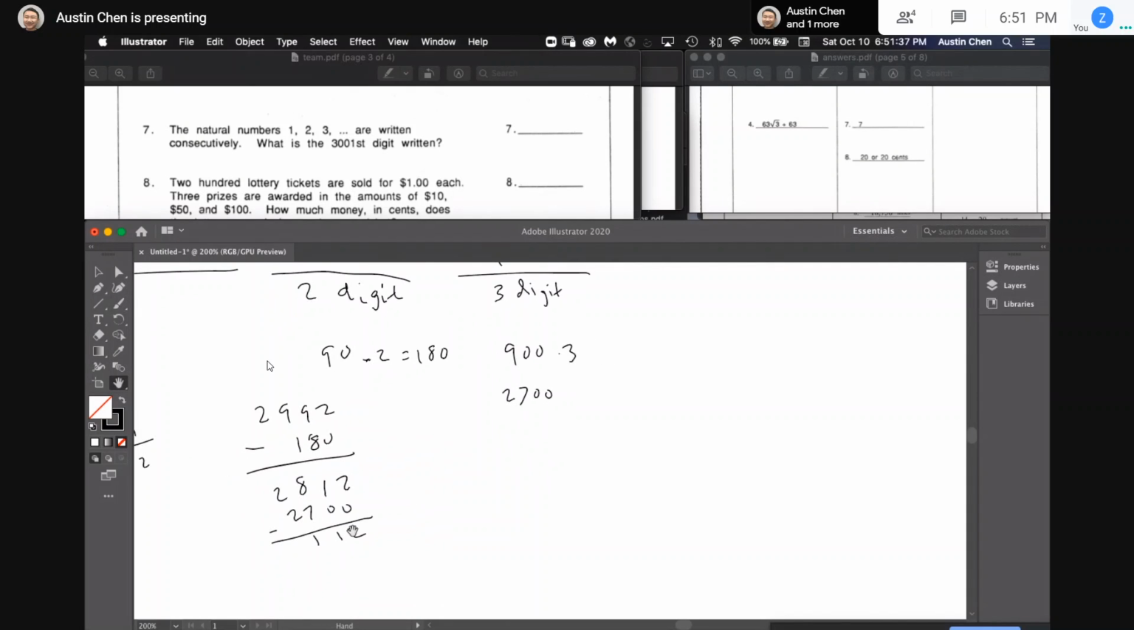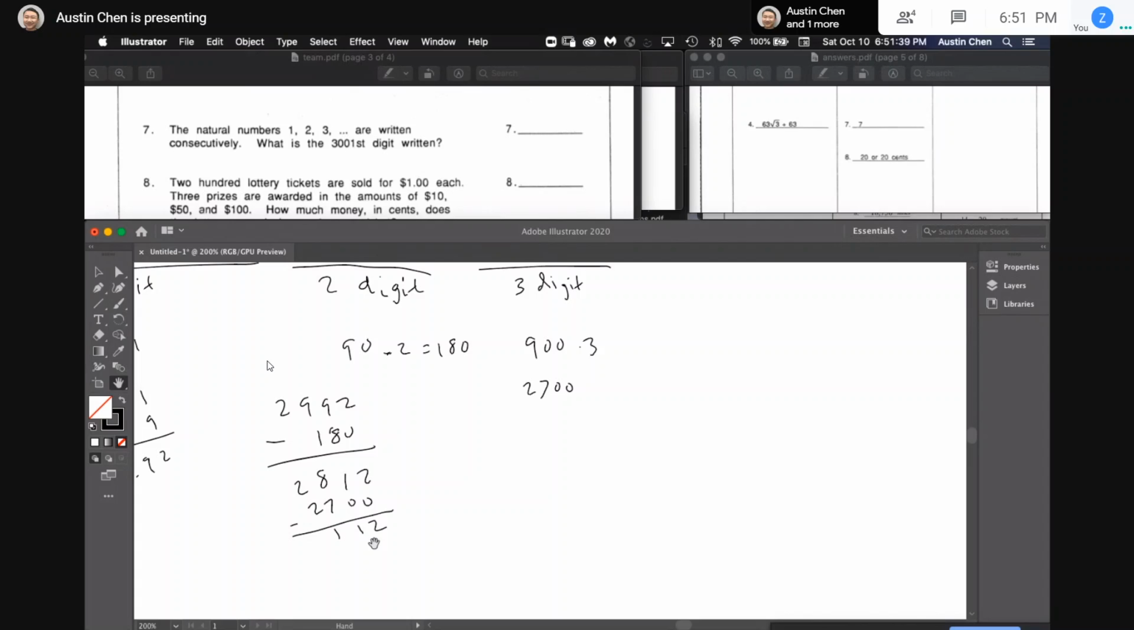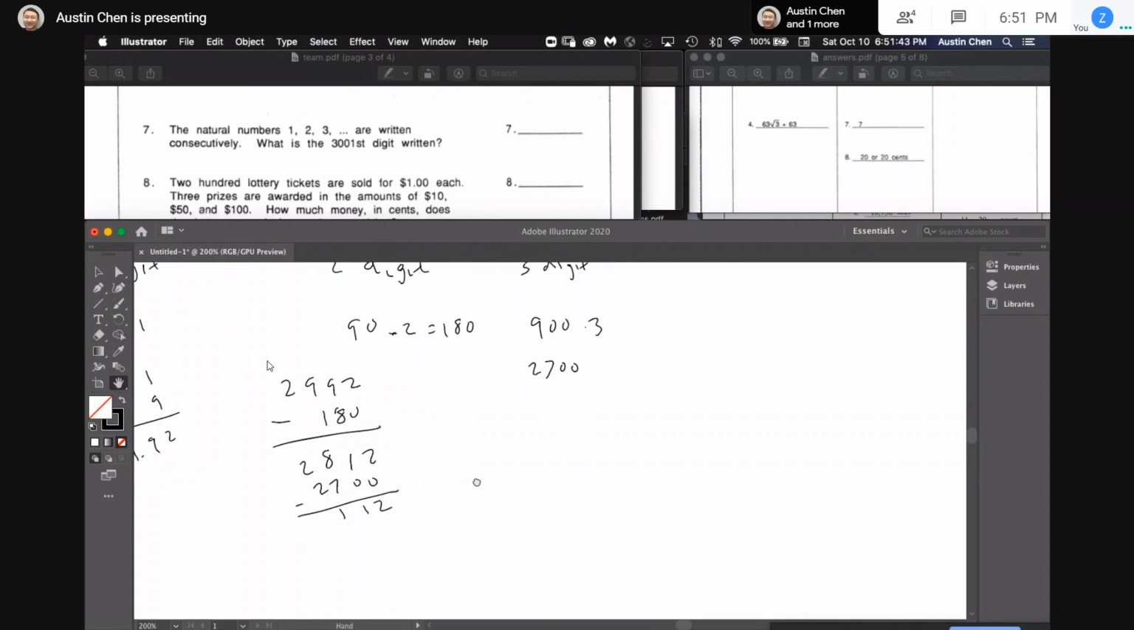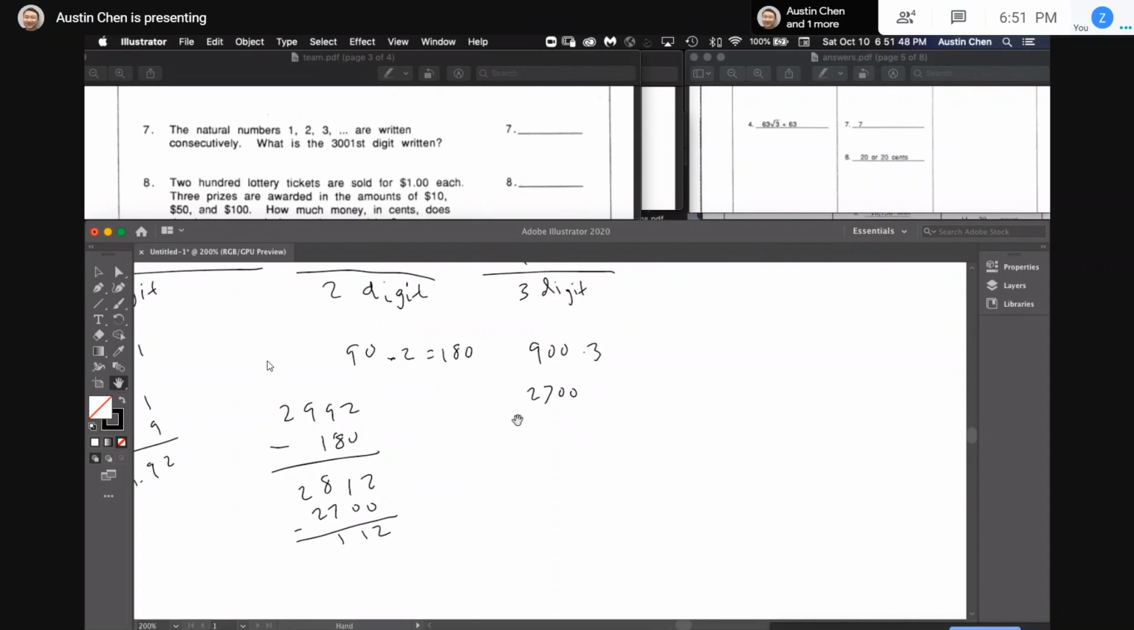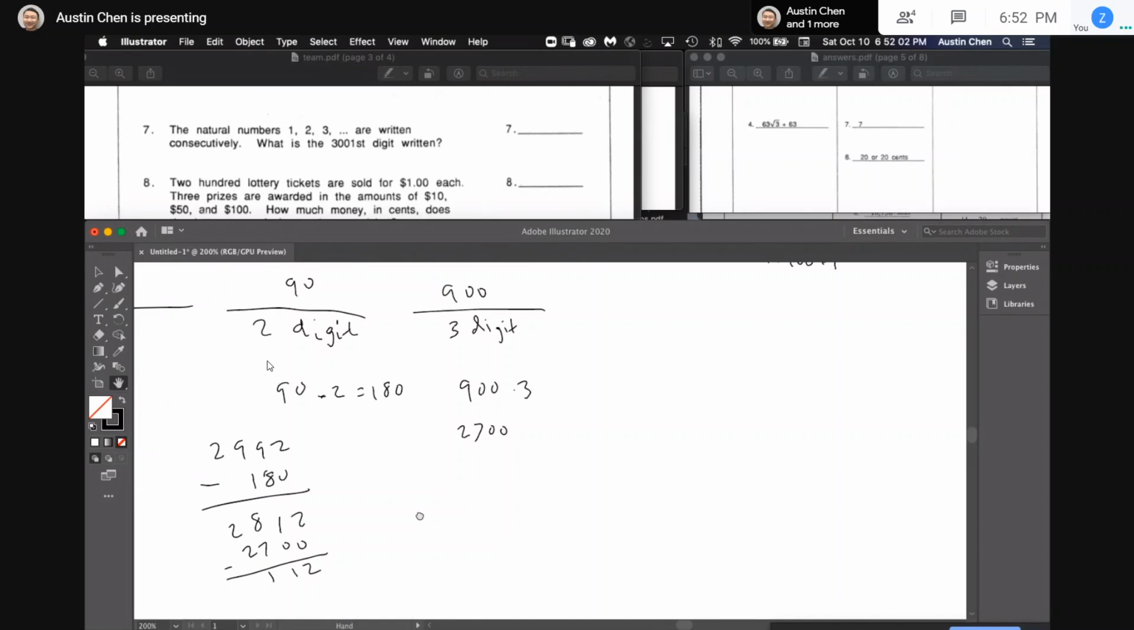And now clearly, our stopping point is going to be somewhere in the four-digit numbers, right? Because if we went through all the three-digit numbers, we went through 2,700 digits, and if we go through the four-digit numbers, we're going to go through more than that, but we only have 112 digits remaining, right? So now we can just look at each four-digit number individually, right?